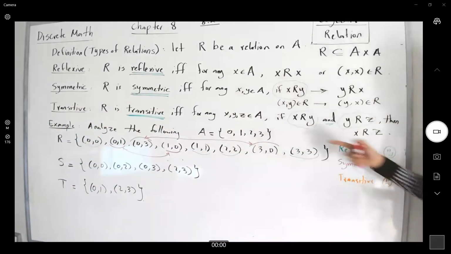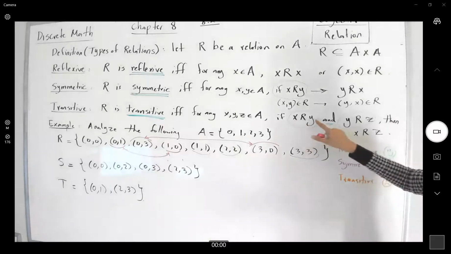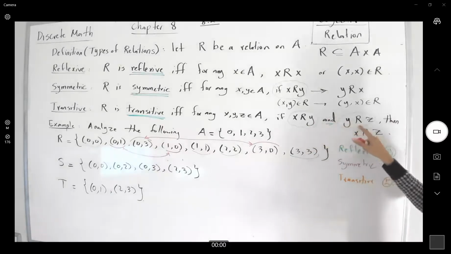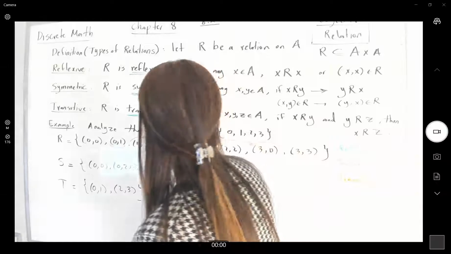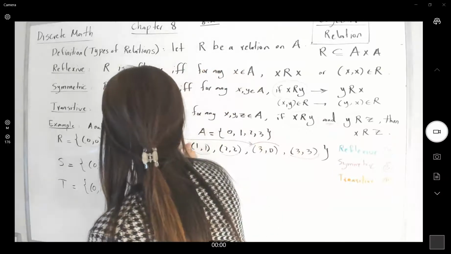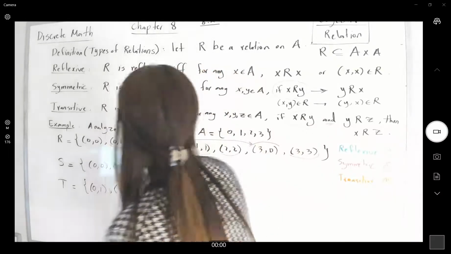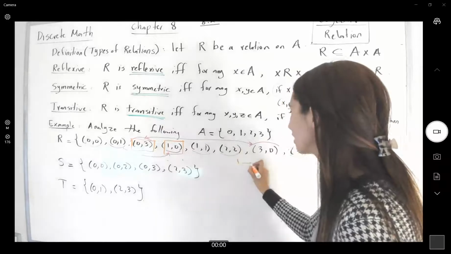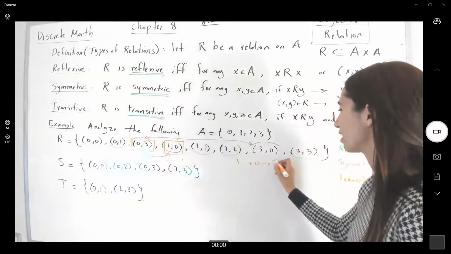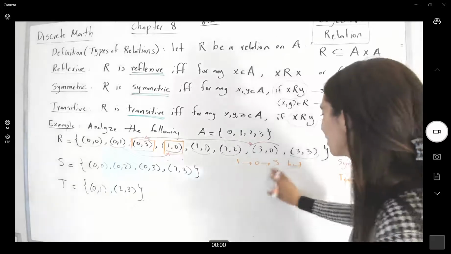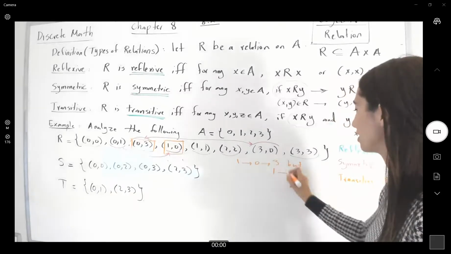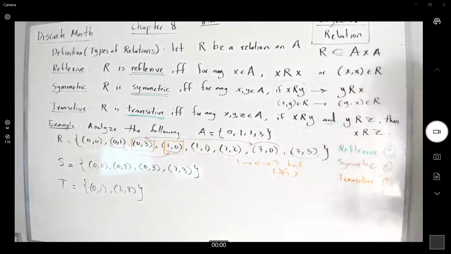Now, for being transitive, if X is in relation with Y, Y is in relation with Z, we need to be able to connect X to Z. But we can find 2 points. What are those 2 points? One of them is 1 and 0. The other one is 0 and 3. 1 is connected to 0. 0 is connected to 3. But 1 is not connected to 3 in this relation. That's why it's not transitive.